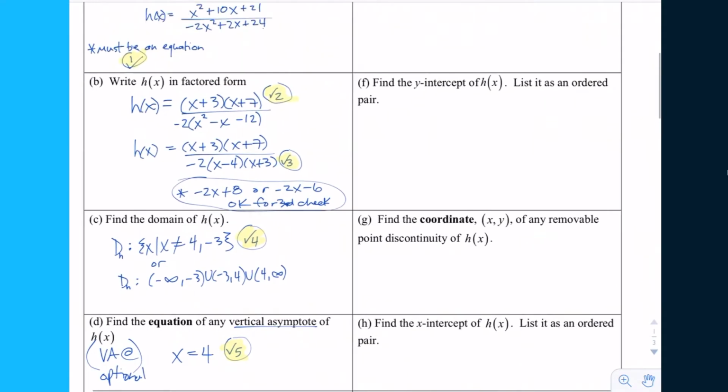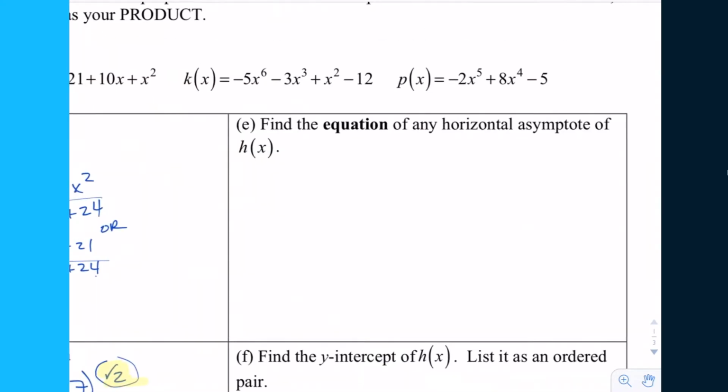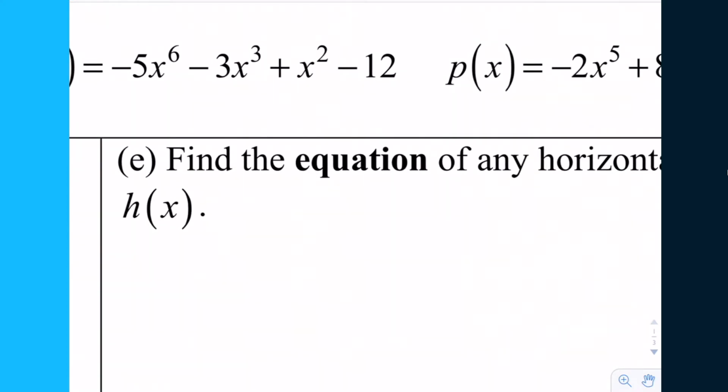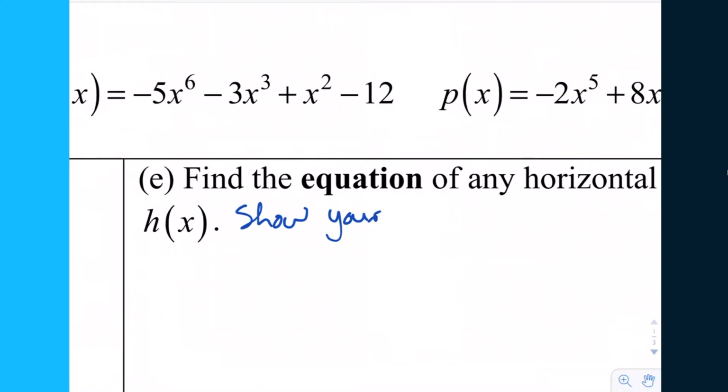All right, A, B, C, D, I guess E comes next. Find the equation of any horizontal asymptote. Now, let me add something here. Show, if I added this on the test, I didn't ask it here, show your analysis.